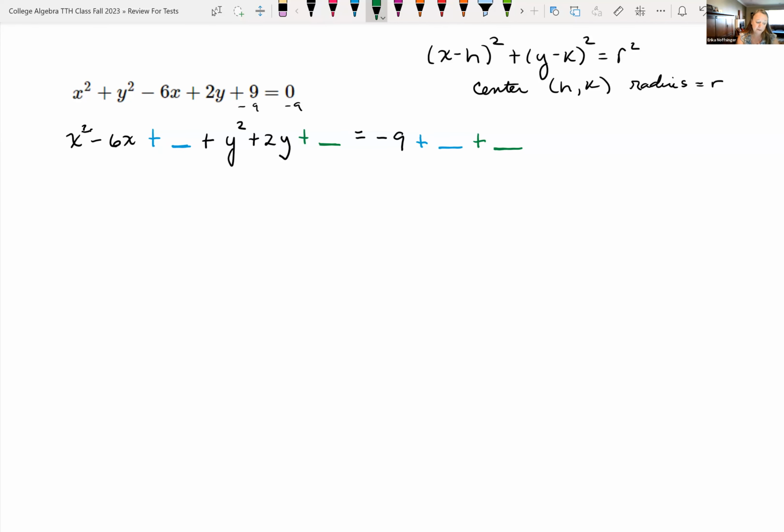So I'm looking for the number that, same number I would add to give me negative 6, and that number I find, I'm going to square it. So basically you're taking half of this number, half of negative 6 is negative 3. Negative 3 plus negative 3 is negative 6. Now multiply it together. Negative 3 times negative 3 is 9. So I want to add 9 to make that a perfect square.